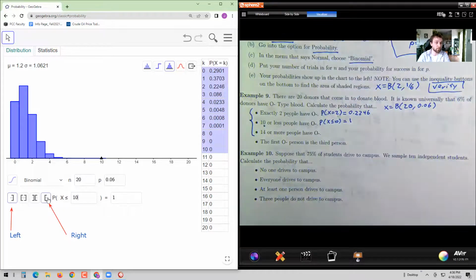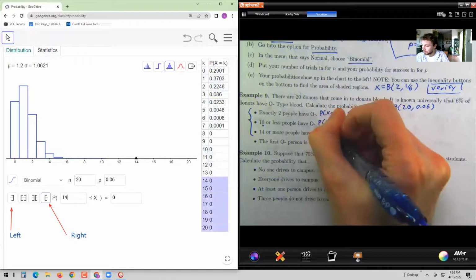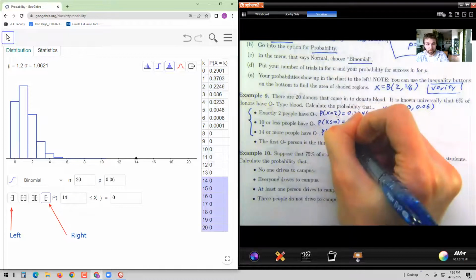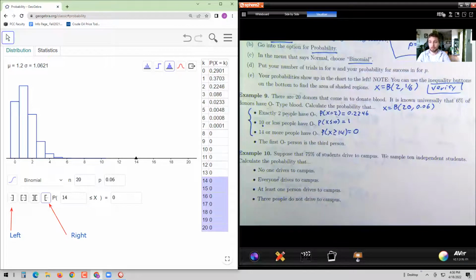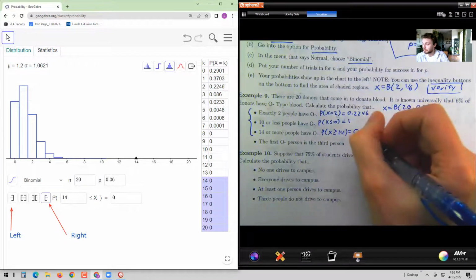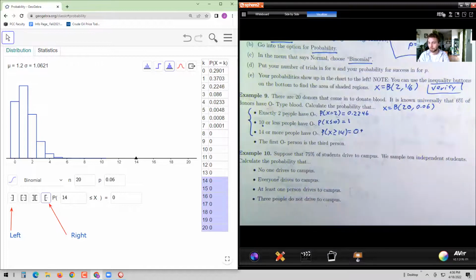Let's look at 14 or more. This is going to add up the blocks to the right, so 14 and higher. That's almost impossible. It's such a small probability that GeoGebra calls this 0. Technically, it's just a tiny bit bigger than 0. It's not impossible. It's just really unlikely, so we'd call that 0 plus.